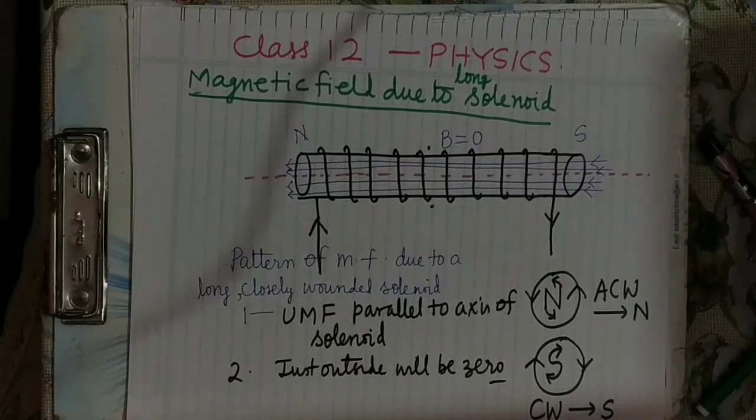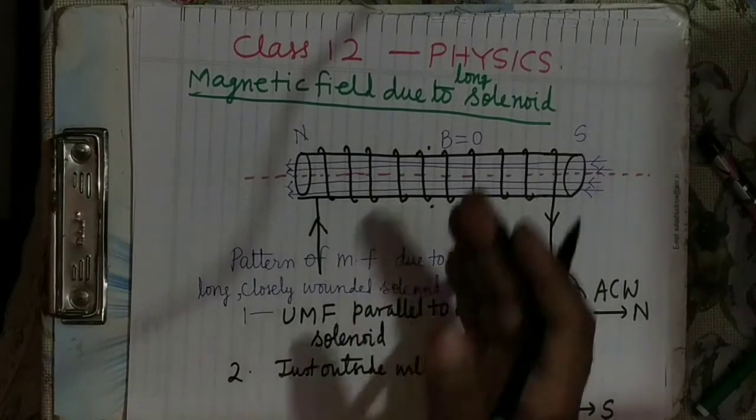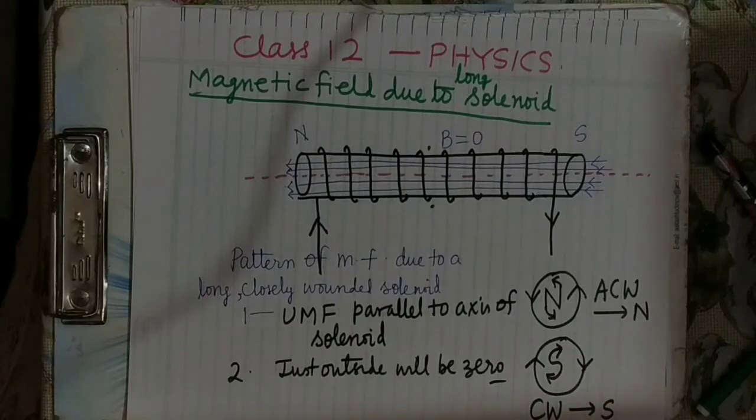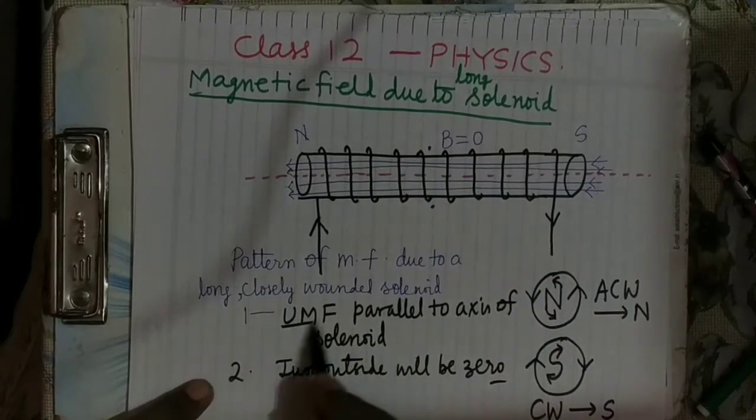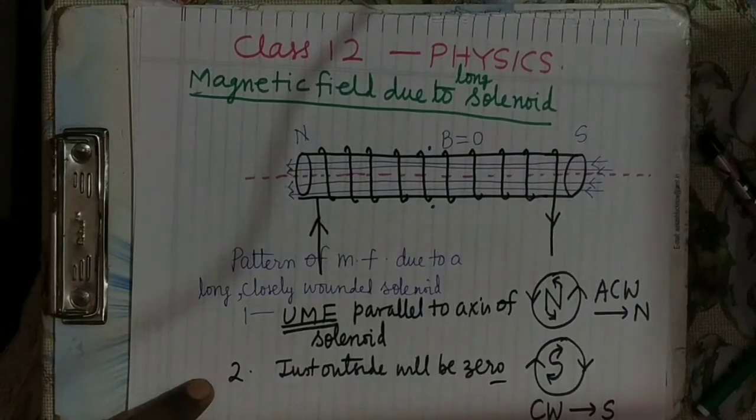Now see here, suppose this is not a long solenoid, suppose it is of finite length. Then in that case what will happen? The magnetic field in the central portion of the solenoid will be uniform and parallel to the axis.